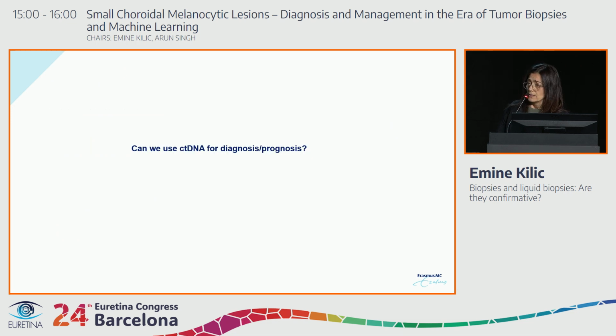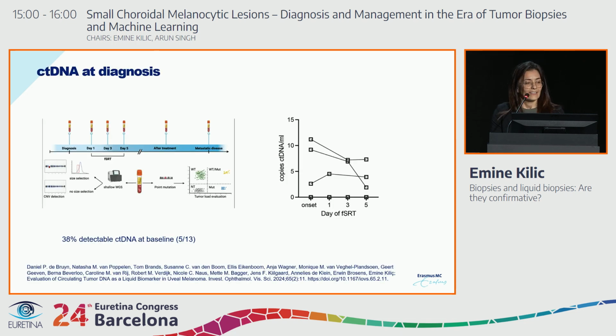And then we have to question, can we use ctDNA for diagnosis and prognosis in uveal melanoma patients or in the small choroidal lesions? We have done a study in which we saw in 40% of the patients, there weren't a lot of patients, ctDNA was detectable at baseline. And we looked at consecutive days during stereotactic treatment, and we didn't really see an increase of ctDNA.